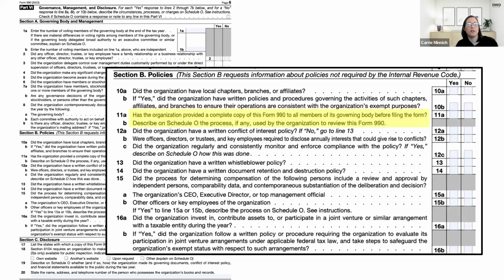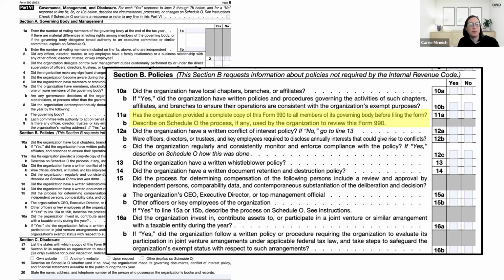The first one I want to talk about is, actually, not a policy per se, but it is a question. The IRS asks if a complete copy of this Form 990 has been made available to all members of the governing body before filing this form. So there's a couple different things we have to think about here. When we're saying a complete copy, an exact copy of what is being filed with the IRS needs to be made available to all members.